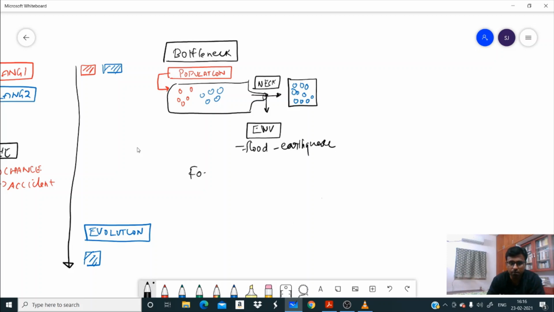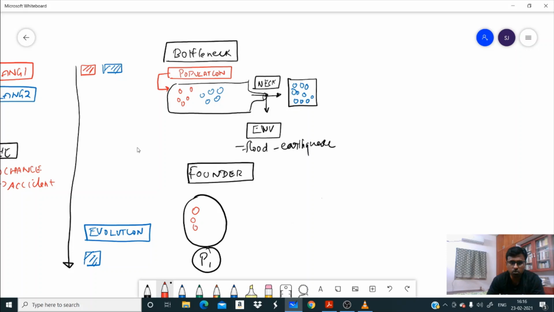Second is the founder effect. What is this founder effect? I will assume that there is a population which has equal probability of both these genes. And then I will assume there is a population 2. Population 2 is sparsely populated by, I am assuming, a third allele. The third allele may be green color.